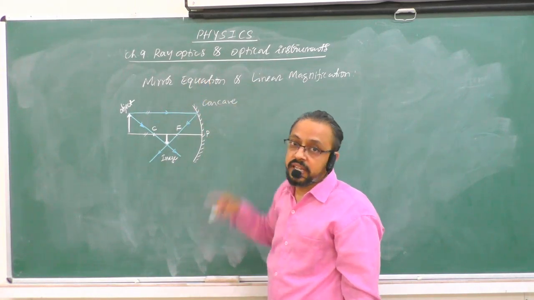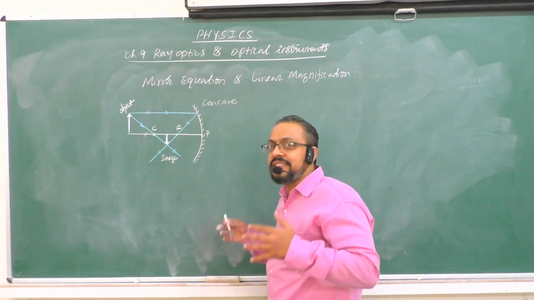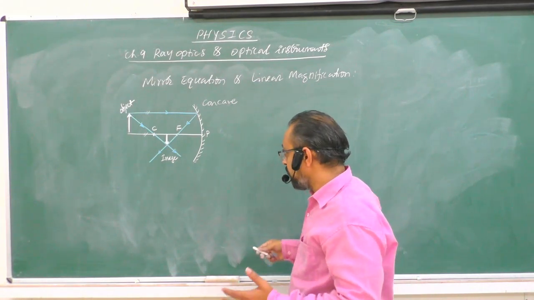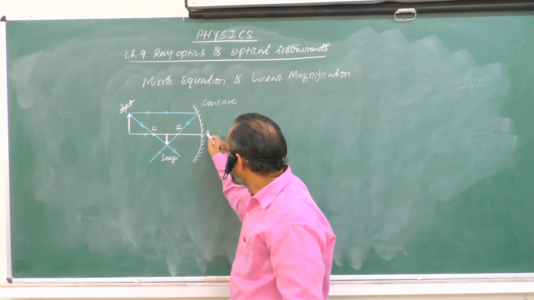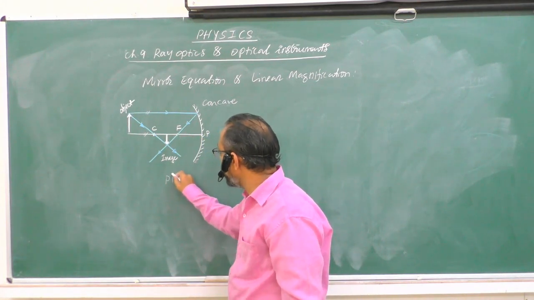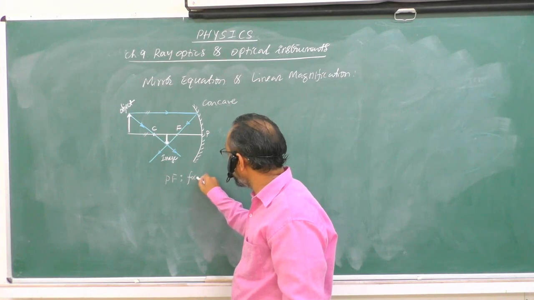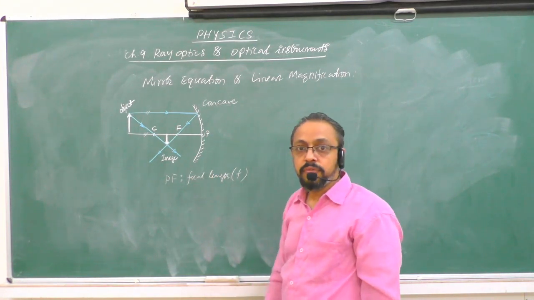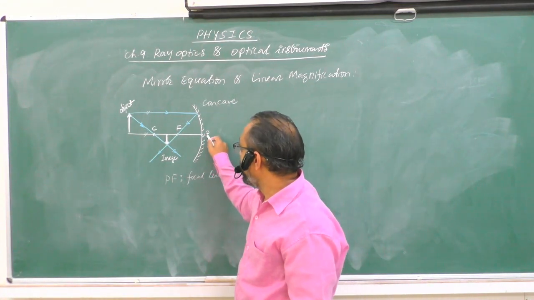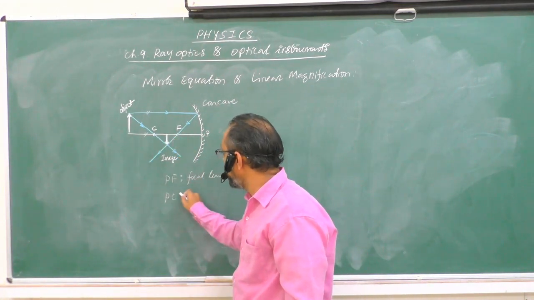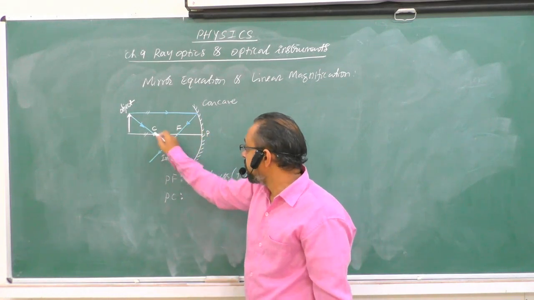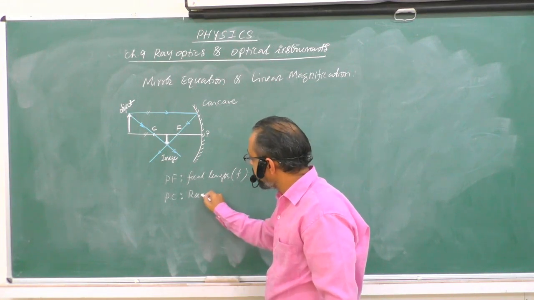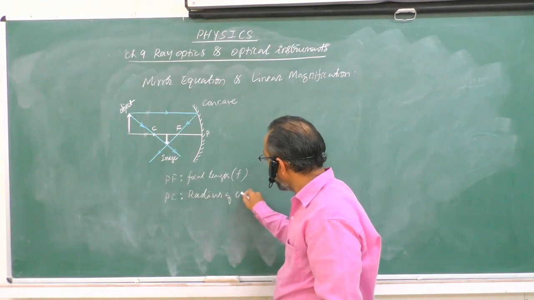Now I have to form for you the mirror equation. So learn just this equation for examination purposes. For that I have to explain something more. The distance P to F is the focal length of the mirror, F, and from P to C, it is the radius of curvature, R.